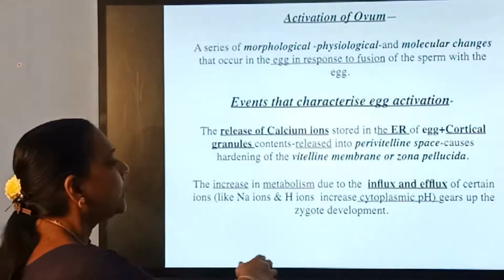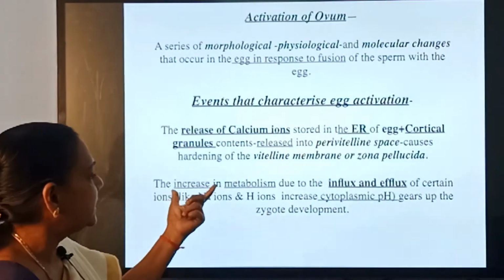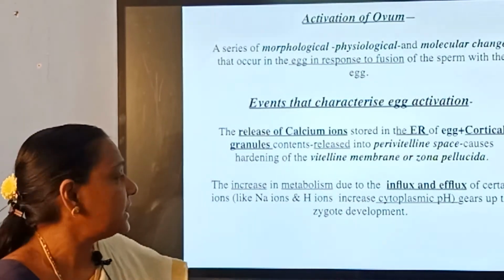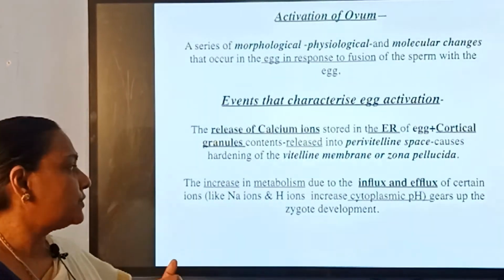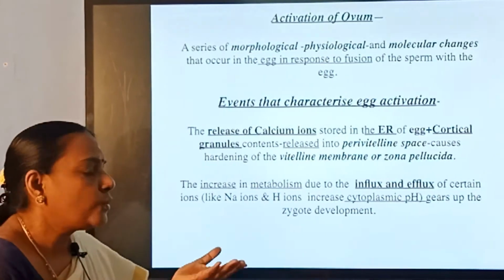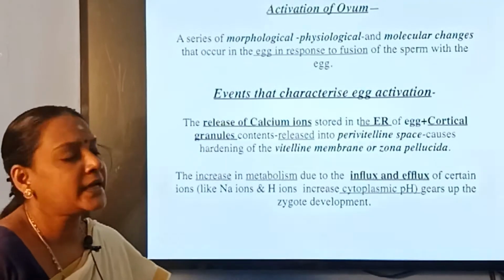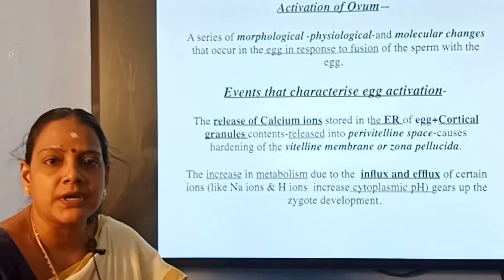Okay, fine. Now there is influx and efflux of certain ions. We can see here there is an increase in metabolism. There is an increase in metabolism due to the influx and efflux of certain ions, the sodium ions and the hydrogen ions, and the cytoplasmic pH is increasing. So what is the result of this? This gears up the zygote development, speeding up the reaction.